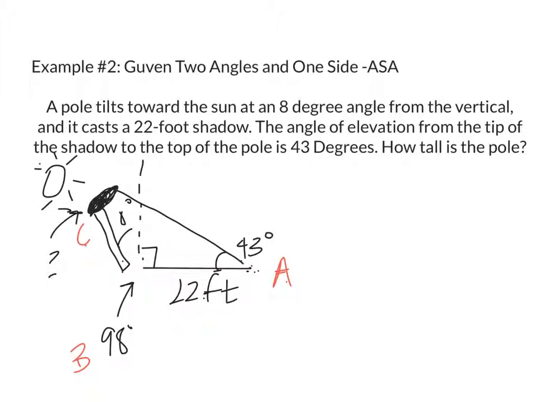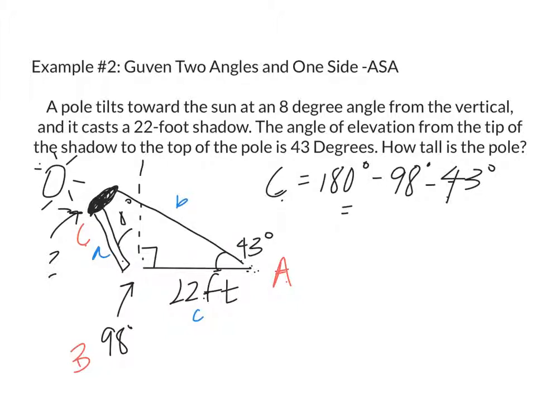If this is angle A, then the side opposite from it is little a. If this is angle B, then this will be side B, and if this is C, then the 22 feet is side C. All right, first thing that you want to find is the angle that is missing, which is C. So to find C, it would be 180 degrees minus the two angles that we found. So that's 98 degrees minus 43 degrees. And that gives you 39 degrees.